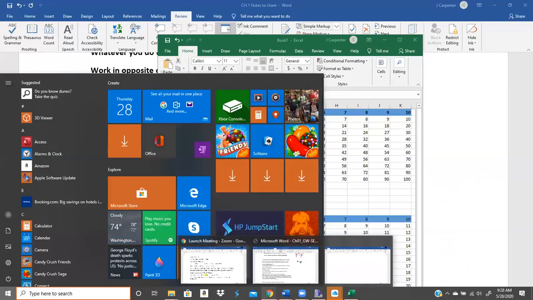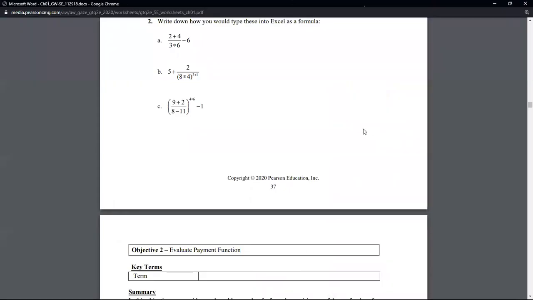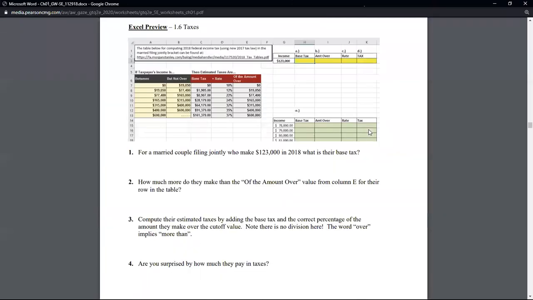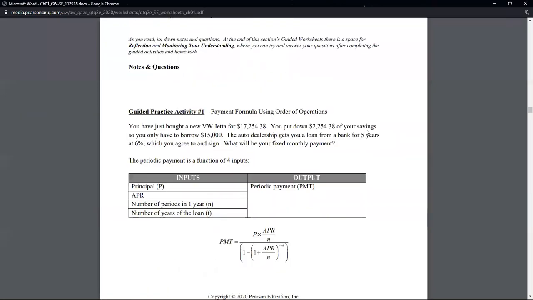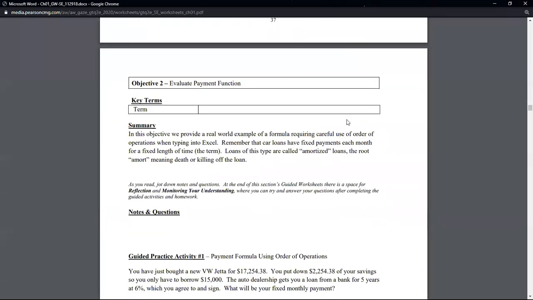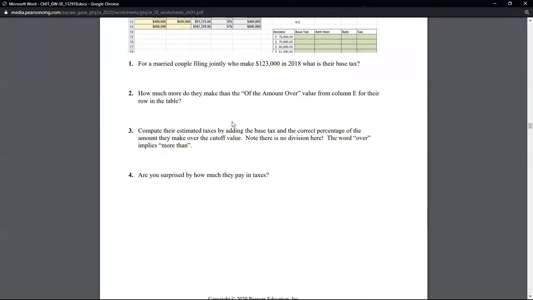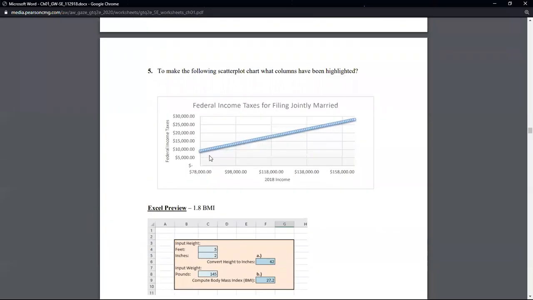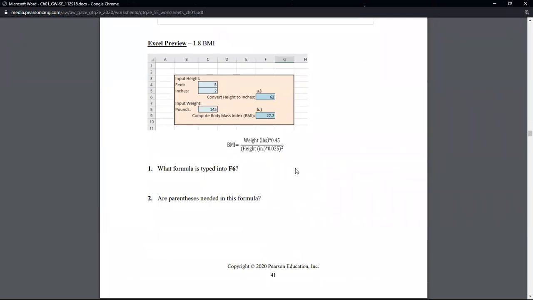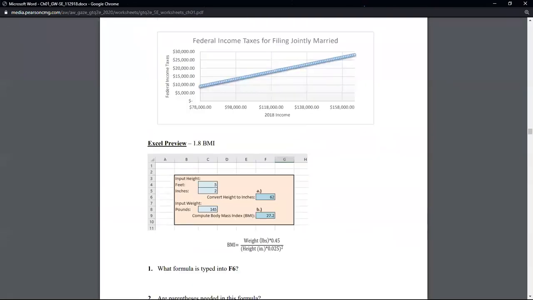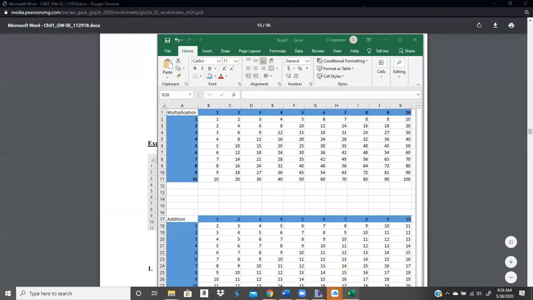Remember, your guided worksheets have previews for every single Excel, including the ones we don't do. So, where is it? Taxes, we don't do this one, but there's a preview. BMI, here's a preview. You're supposed to be putting this formula in, and it's going to be put into a table that looks kind of like this.